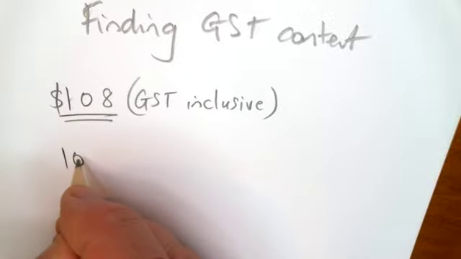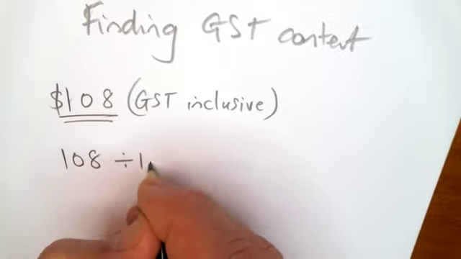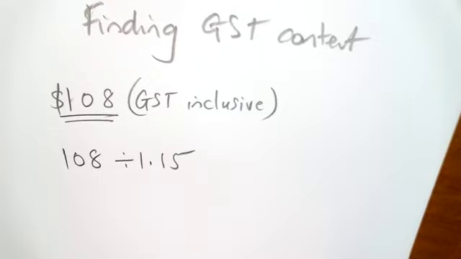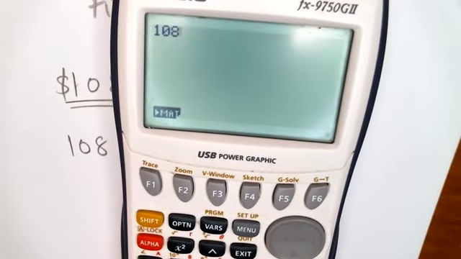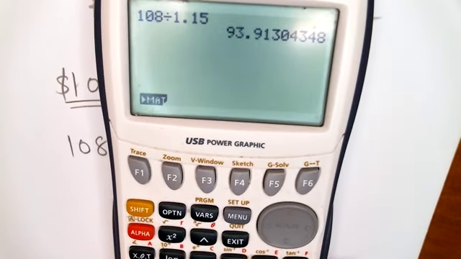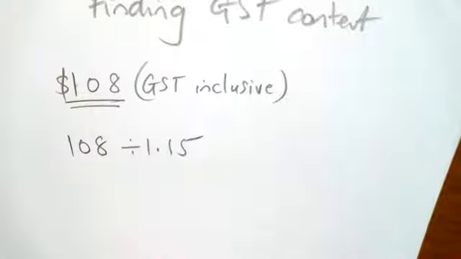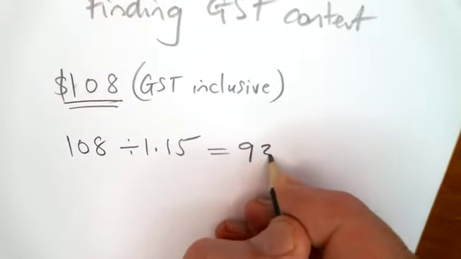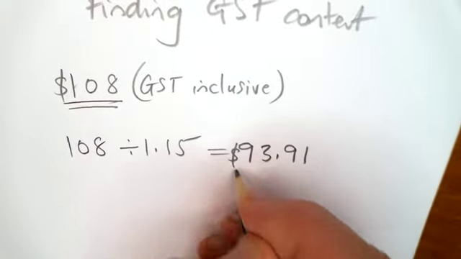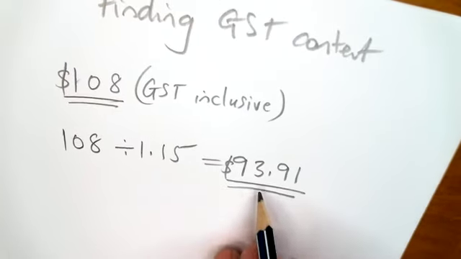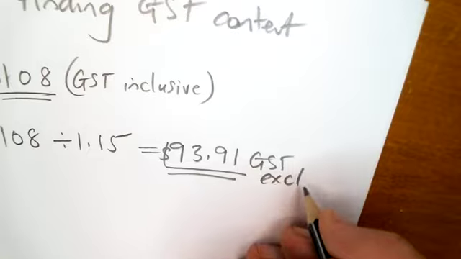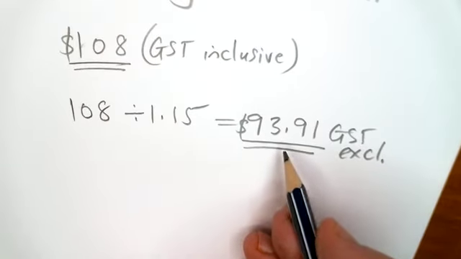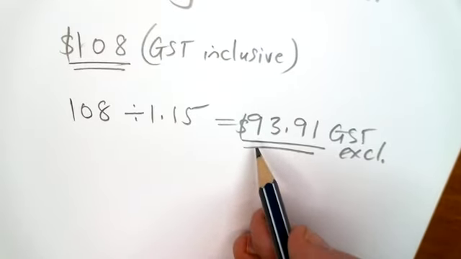So we've got 108, let's divide by 1.15, that gets rid of the GST. Let's have a look. So we've got 108, divide by 1.15, and we get $93.91. So that is the amount. This is now GST exclusive. It doesn't include GST.